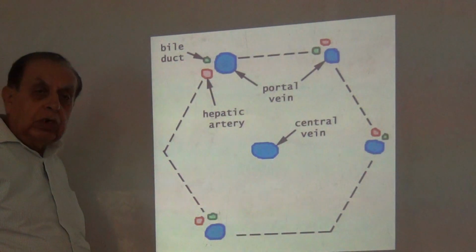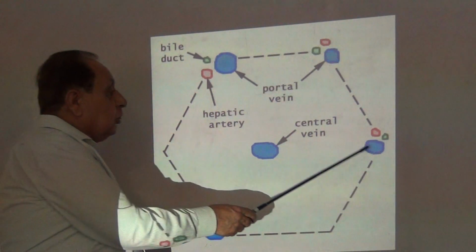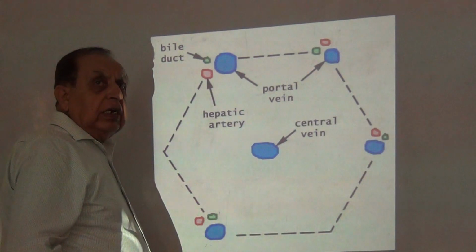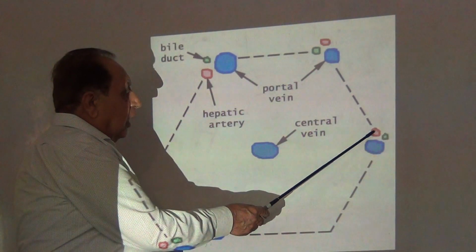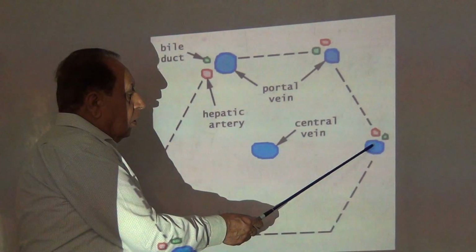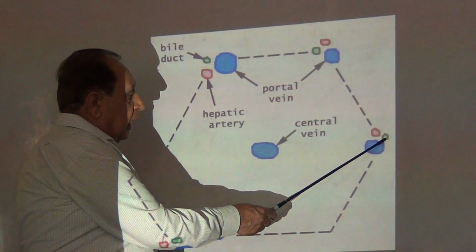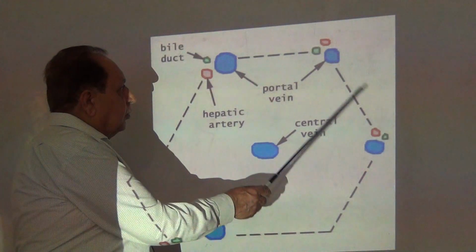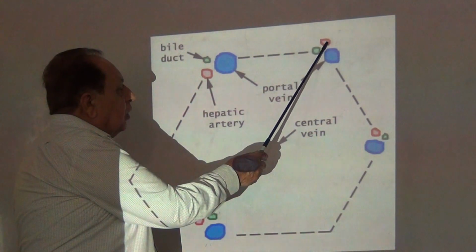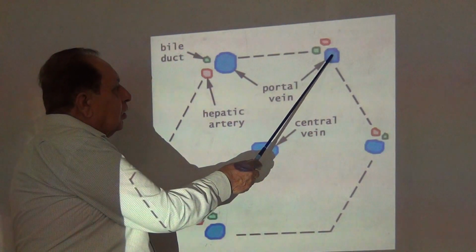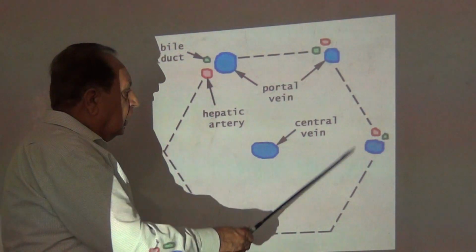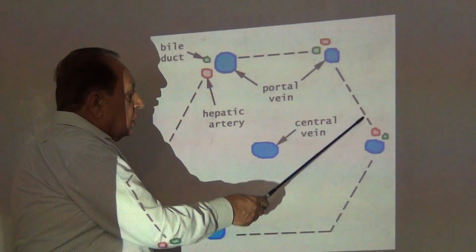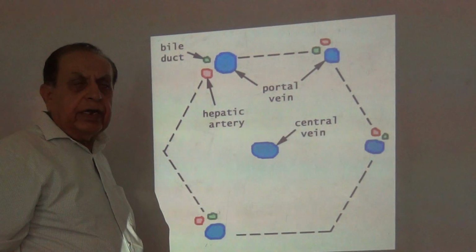Now these portal areas at each corner contain the interlobular branch of the hepatic artery, portal vein and bile duct. Branch of hepatic artery, branch of portal vein and bile duct at each corner. This one is called the portal triad.